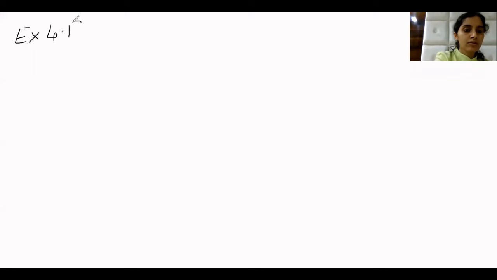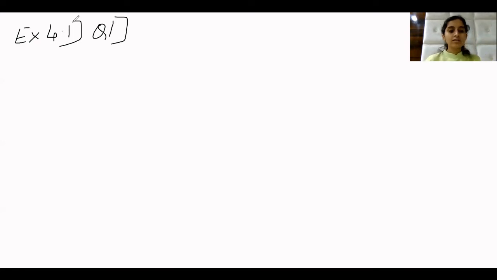Hello everyone, this is our session 2 on pairs of straight lines. We're beginning with the first exercise now. Okay, so the first exercise, exercise 4.1, question 1. Question 1 says: find the combined equations of the following pairs of lines.